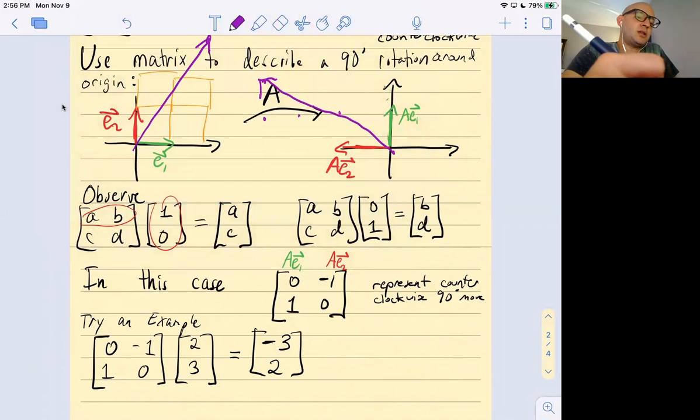What do you guys think? Does that look like a 90-degree rotation of the same vector? Yes, if you believe the purple line got moved 90 degrees, and no if you're not sure what's going on. It looks like indeed it got moved from here to over there.